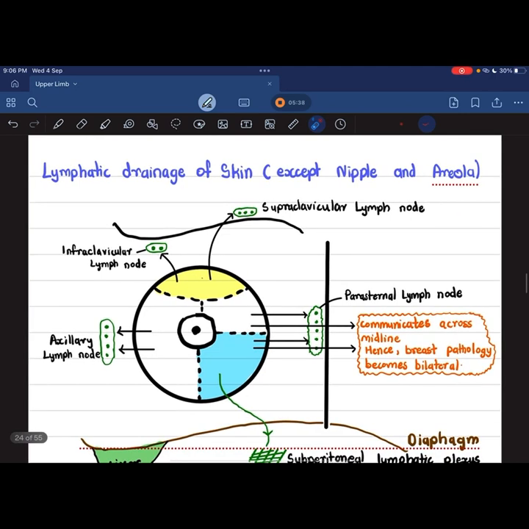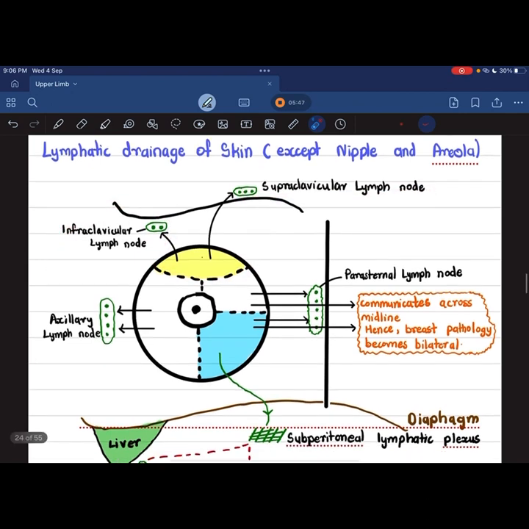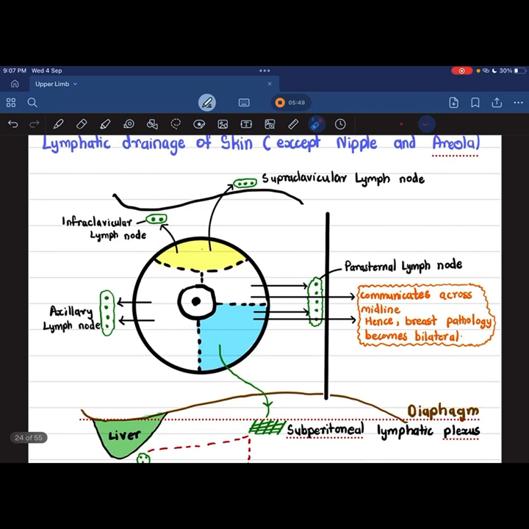The above region goes to the supraclavicular lymph nodes and infraclavicular lymph nodes. The below one-fourth region goes to the parasternal lymph nodes. It communicates across midline, hence breast pathology becomes bilateral.